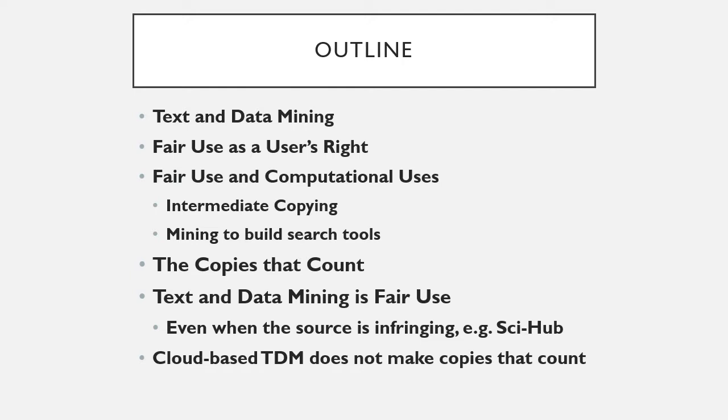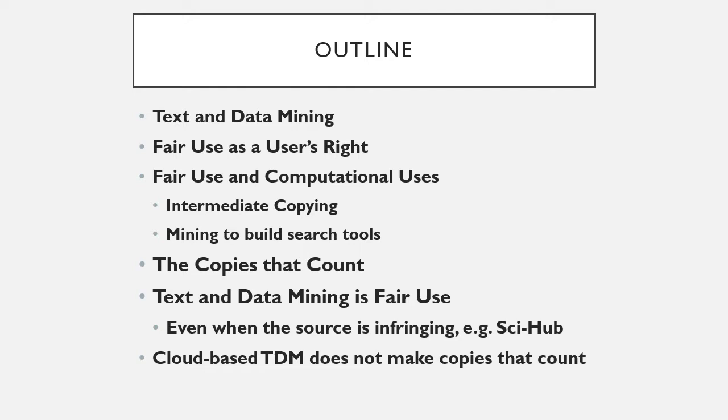So I want to talk about text and data mining, what it is, fair use as a user's right, fair use and computational uses. So this is the legal background for my argument, identifying two lines of cases that have found that analogous uses are legal under US copyright law. I also want to point out a feature of US copyright law that limits the scope of copyright in the case of temporary or buffer copies.